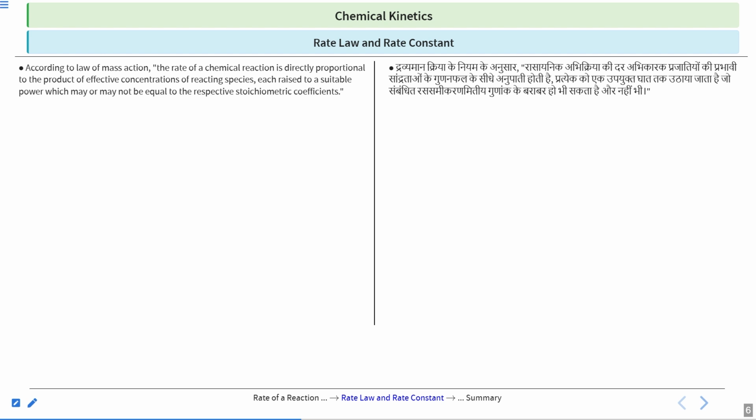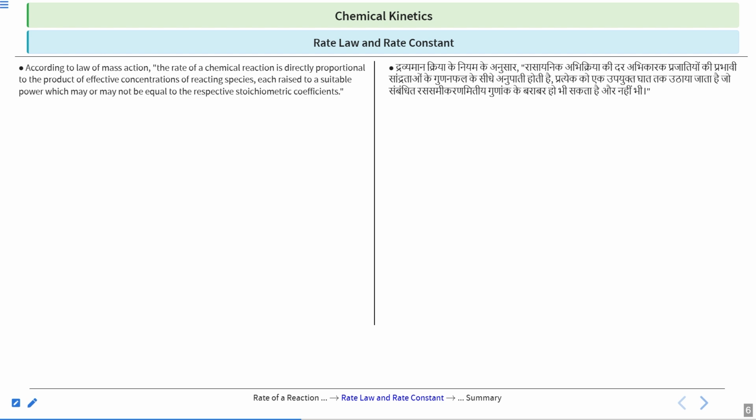directly proportional, meaning if you increase the concentration, you will see that the rate of reaction has increased. That is the main meaning of it. Now, how much the rate of reaction changes will depend upon the power. Here it is written that each concentration is raised to some suitable power. Now this power is experimentally determined.